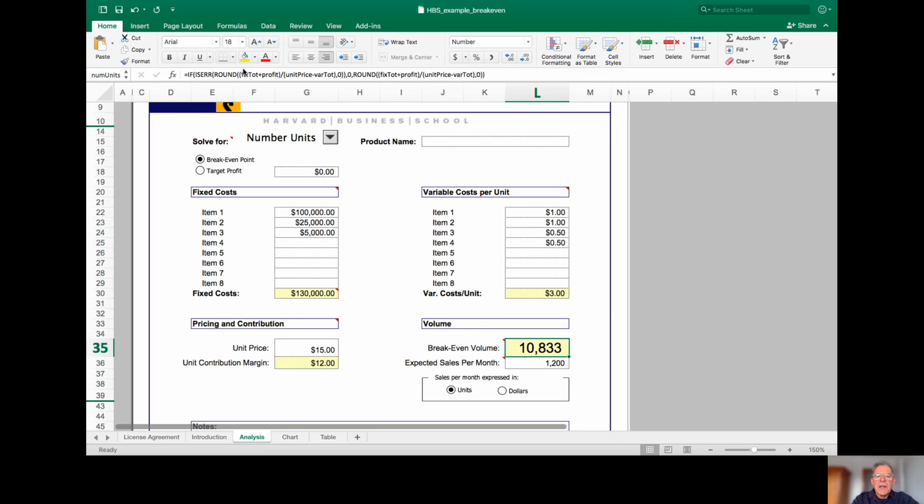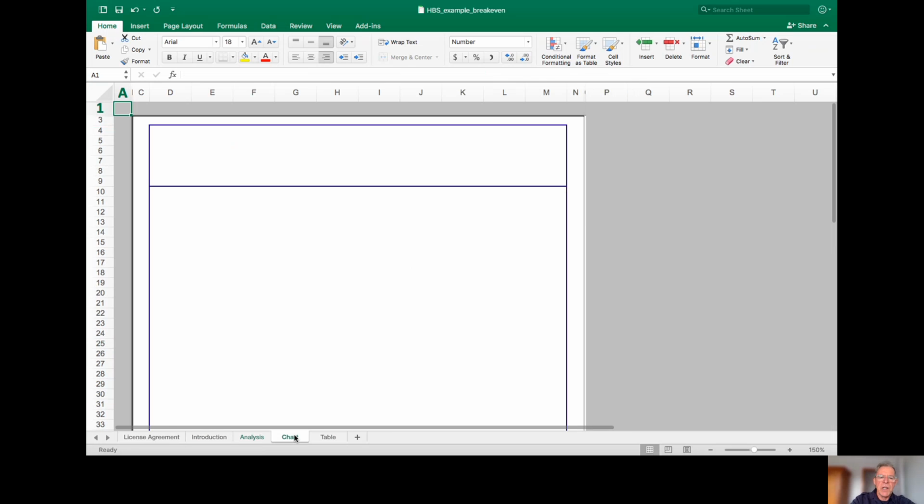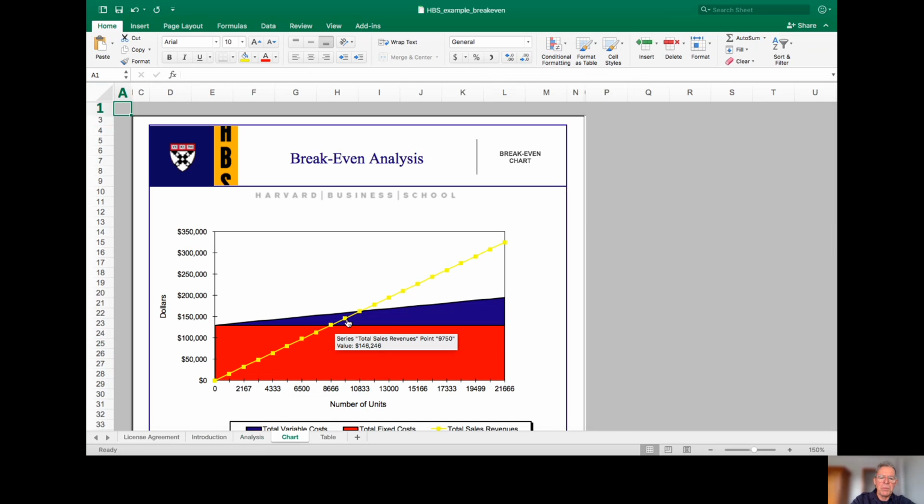So it's saying, if there's an error, just leave it 0. But otherwise, give me my fixed cost, add my profit, and divide by my selling price minus my variable costs per unit. So the formula is built in. But that's the same as the last graph. What I wanted to show you, I thought was clever, is the chart will always break even right in the middle. And we'll show you how that happens.